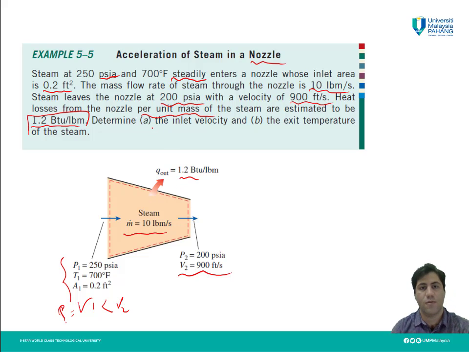In part A of the question, we need to find the inlet velocity, as I said, V1, and also we need to find the exit temperature of the steam, or T2.